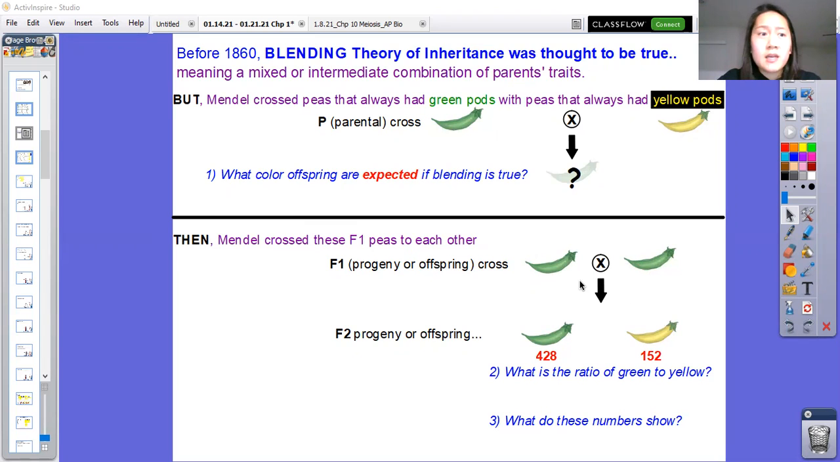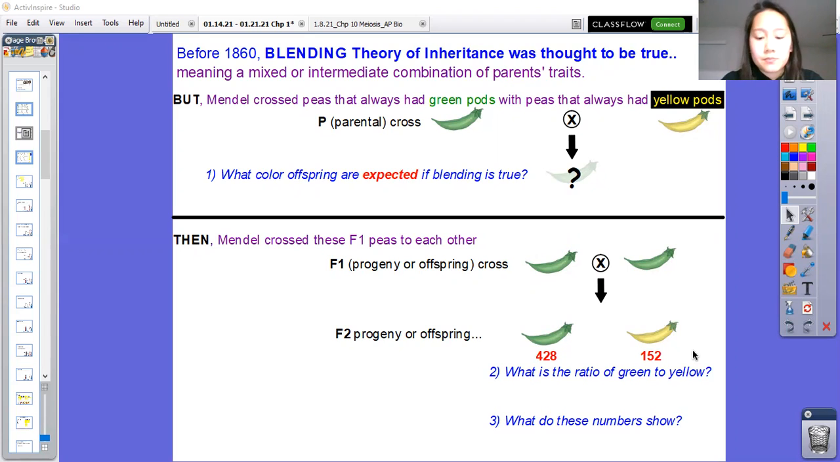The progeny of green and green actually didn't just produce more greens. They actually produced the F2 progeny in a 428 green peas to a 152 yellow peas ratio. So what is this ratio? You can do that simply in your calculator. So 428 divided by 152 is about 2.8, which means that the ratio of green to yellow, if you round it to the largest numbers, is 3 green to 1 yellow, right? 2.8 is about 3 if you round up.